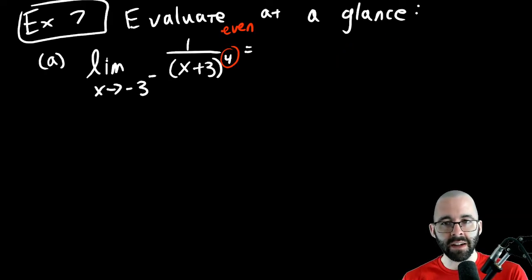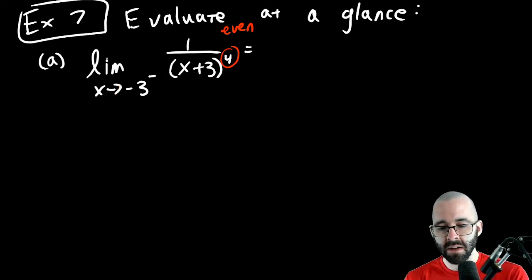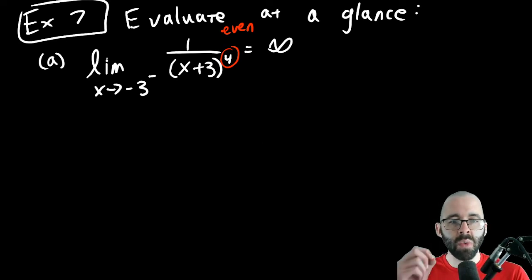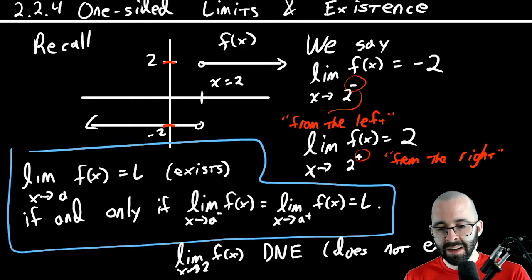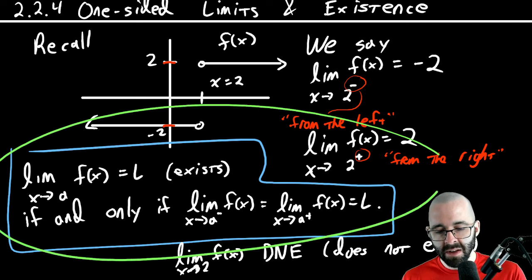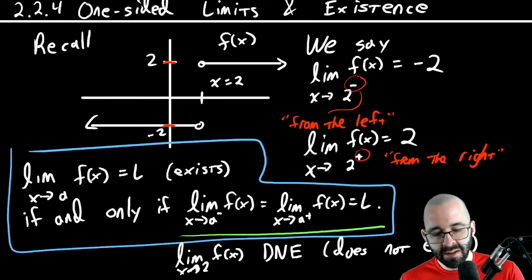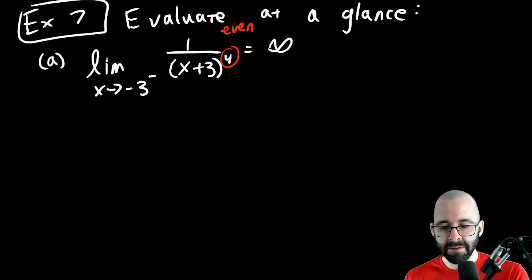Well, if the two-sided limit is positive infinity, what's the one-sided limit going to be? It has to also be positive infinity. As soon as you know a two-sided limit, you know both one-sided limits are the same. That's this blue box here: if and only if. If the one-sided limits are the same, that's a two-sided limit, and vice versa. Okay?